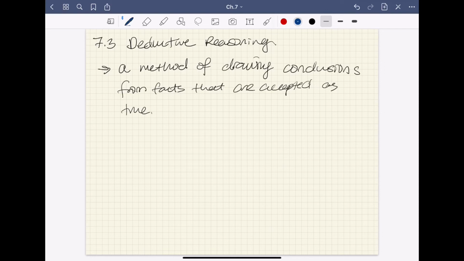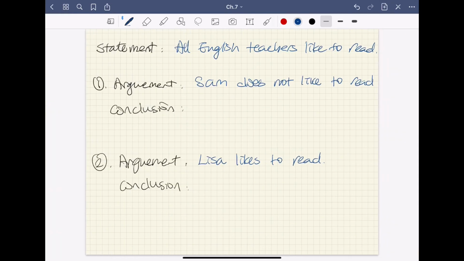7.3 is deductive reasoning. It's a method of drawing conclusions from facts that are accepted as true. Let's look at a few examples together. So a general statement is all English teachers like to read. So this statement is accepted as a true statement. And the first argument is that Sam does not like to read. If Sam does not like to read, but all of the English teachers like to read, then what conclusion can you draw here? Then you know that Sam is not an English teacher.